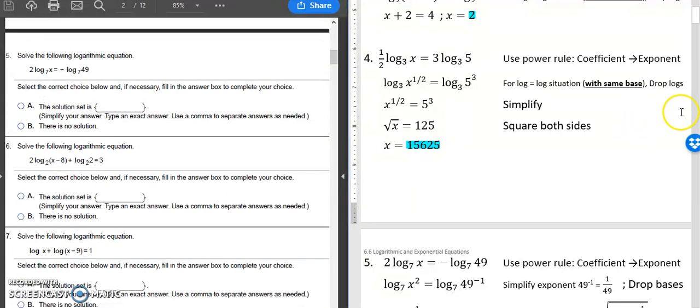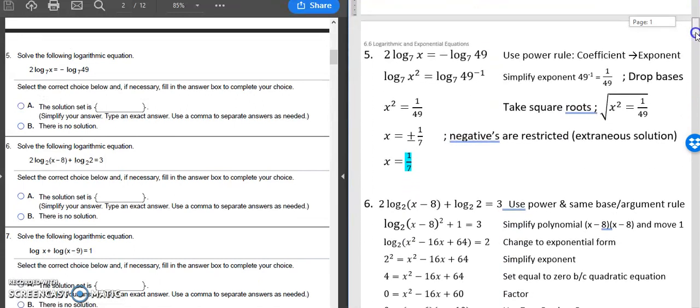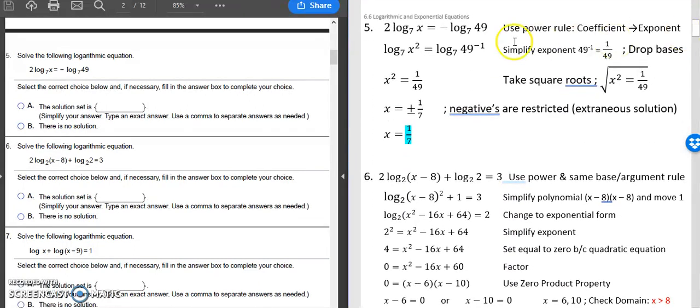Number 5 says you have 2 log base 7 of x equals negative log base 7 of 49. Again, you want to apply the power rule first so that we can end up with that log equals log situation. So we'll take this coefficient of 2 and make that the exponent. We'll take this coefficient of negative 1 and make that the exponent on this side. Remember now, when you have something raised to a negative power, you can make that become 1 over that number. So we'll have x squared equals 1 over 49.